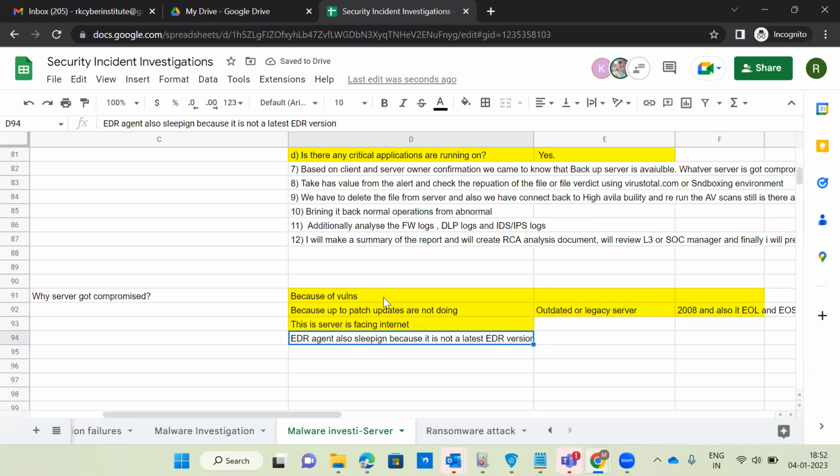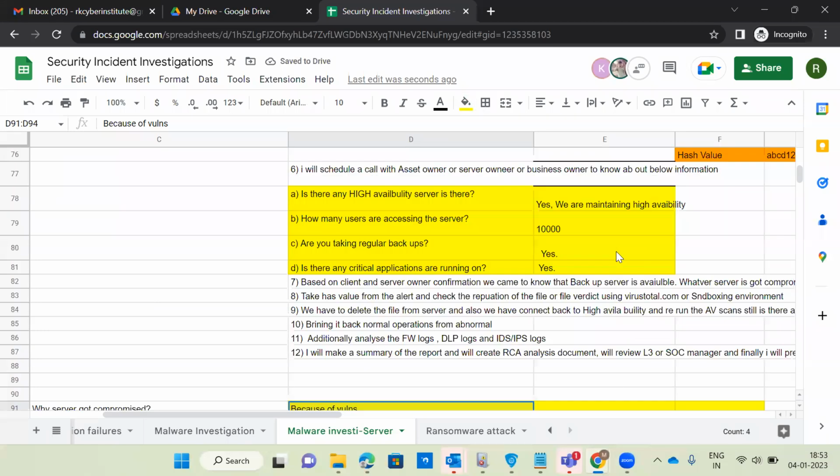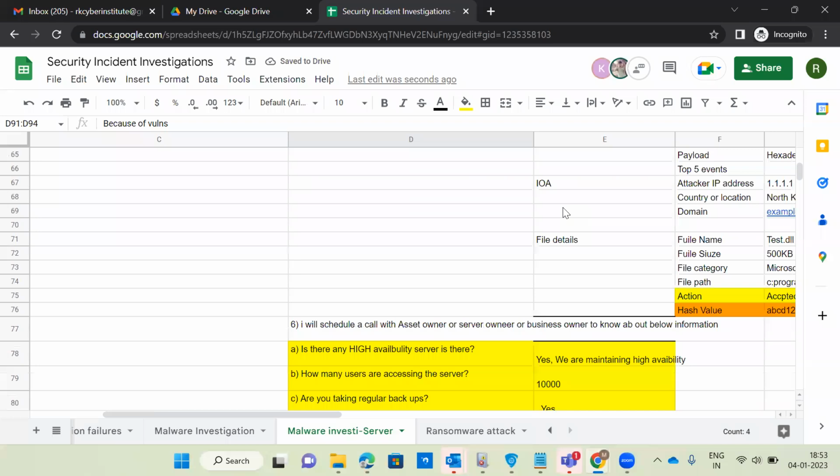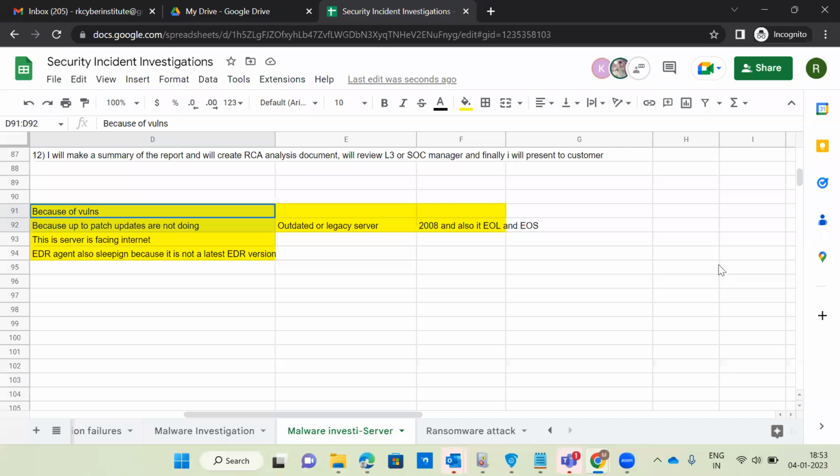Why did the server get compromised? Okay, it's fine now. How did it get compromised? What will you say? How did it get compromised? Why is clear, right? Yes, clear, right? Yeah. How did it get compromised? By sending a file.